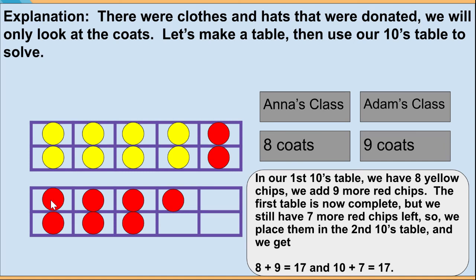We still have some chips left over. We have 1, 2, 3, 4, 5, 6, 7 chips left over. 10 plus 7 is 17. So 8 plus 9 is 17. Now, in our first tens table, we have 8 yellow chips, right? We add 9 more red chips. The first table is now complete, but we still have 7 more red chips left. So we place them in the second tens table. And we get 8 plus 9 equals 17, and 10 plus 7 equals 17. Great work!